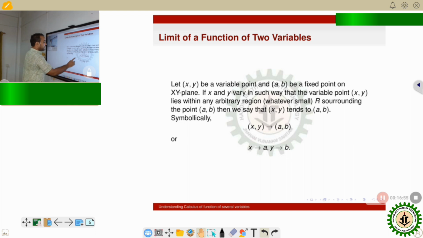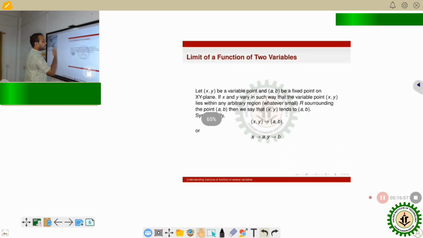But what is the meaning of limit for such cases? Limit means we have the input variables x and y of the function, but for the limit the input variables tend to some fixed value. Suppose we have a fixed point (a, b) in the same plane, and we are trying to find the limit of a function at that fixed point, that is at (a, b).